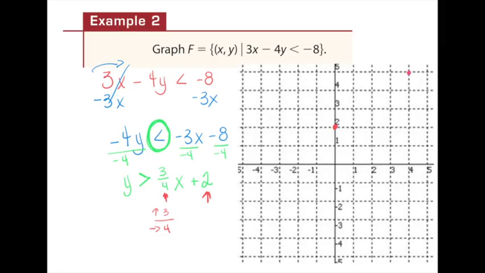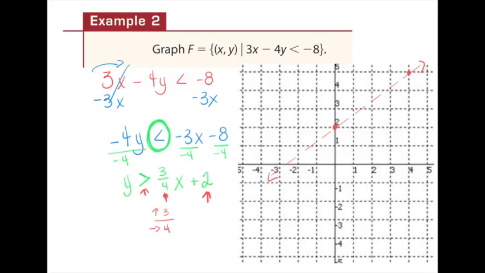I have my 2 points, so I know where my boundary line is. Before I draw my boundary line, I need to figure out if it includes it. So I'm going to look right here. Does it include my line? It's just a greater than sign. It is not greater than or equal to. Since it's not greater than or equal to, I am going to put a dashed line. So I am still going to connect these dots, but I am going to connect them using a dashed line right here. That indicates, just like an open circle, that it doesn't actually include my line.